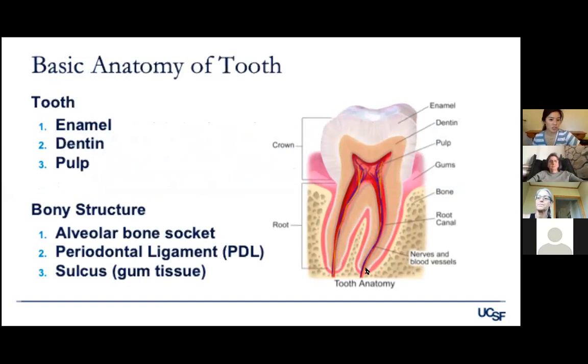The bony structure has the alveolar socket, which is part of the mandible and maxilla. There's the periodontal ligament, which we abbreviate as the PDL. They're little ligaments attached all along the root surface to the alveolar bone, and it allows for movement of the tooth within the socket, but prevents it from coming out. And then you have the gum tissue, which is a pink structure that surrounds the tooth and protects the root a little bit.